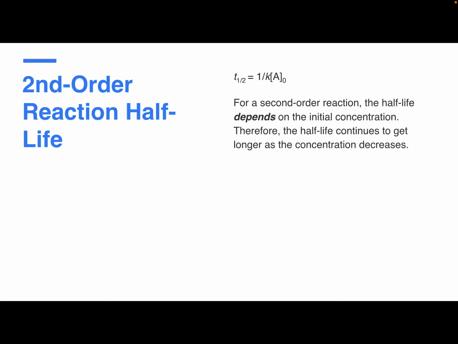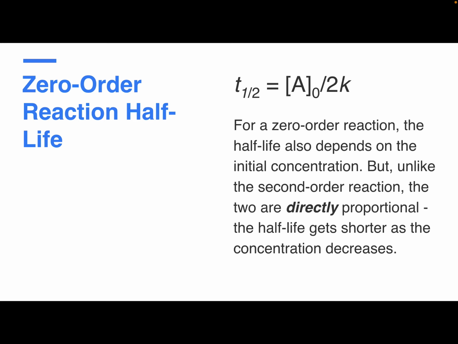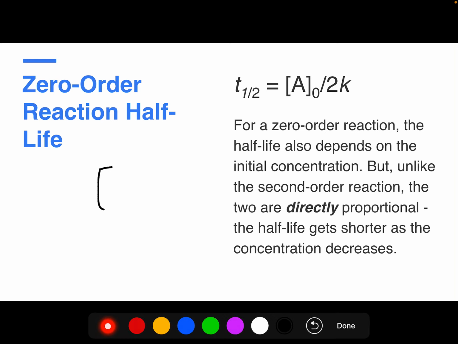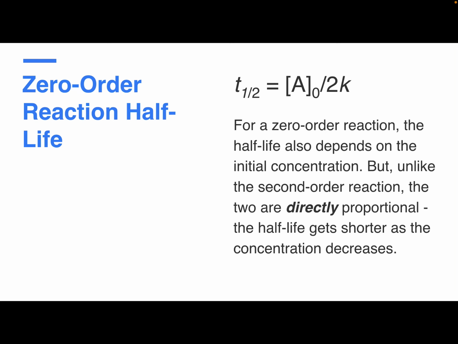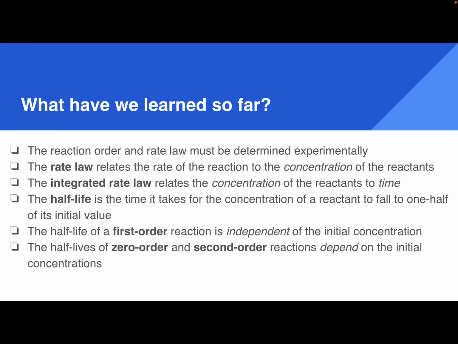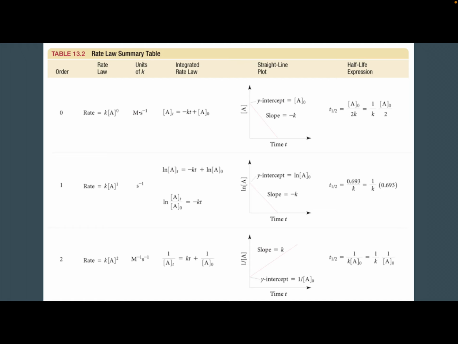For 0 order, the rate never changes, right? It's a constant rate of reaction always. So what that means is, just to make sure there's no confusion here, the more you start with, the longer it's going to take for half of it to go away. So that's why we have a 0 on top. The greater that number, the longer it'll take for half of it to go away.